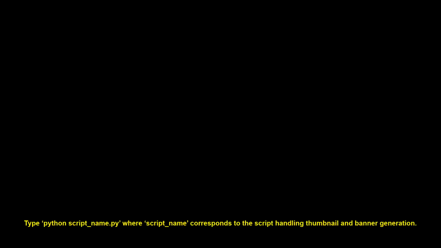Now, it's time to test your configuration. You can do this by running a sample generation command in your terminal. Type python script_name.py where script_name corresponds to the script handling thumbnail and banner generation. Observe the output to ensure there are no errors. If everything looks good, your tooling is now ready for generating automated thumbnails and banners.